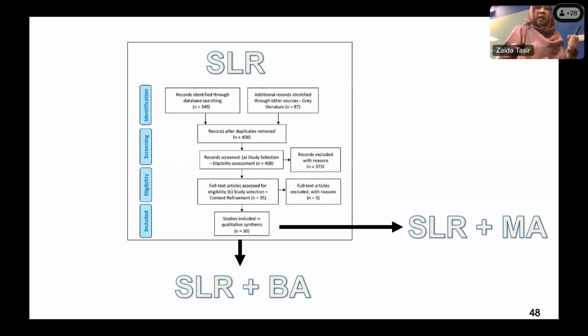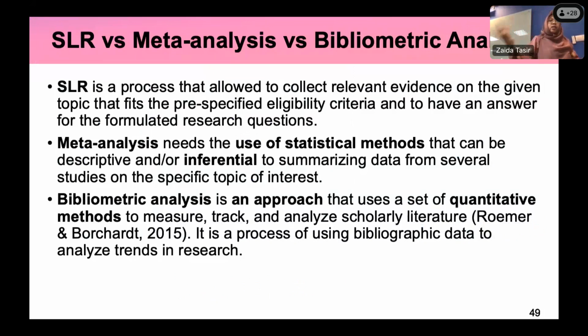Okay, so it depends. If you differentiate this kind of research without data, systematic literature review versus meta-analysis versus bibliometric analysis, you can see that SLR is a process where you collect relevant evidence on a certain topic. Then you feed it into the pre-specified eligibility criteria. You decide the criteria as a researcher, and you will use it to answer your formulated research question.